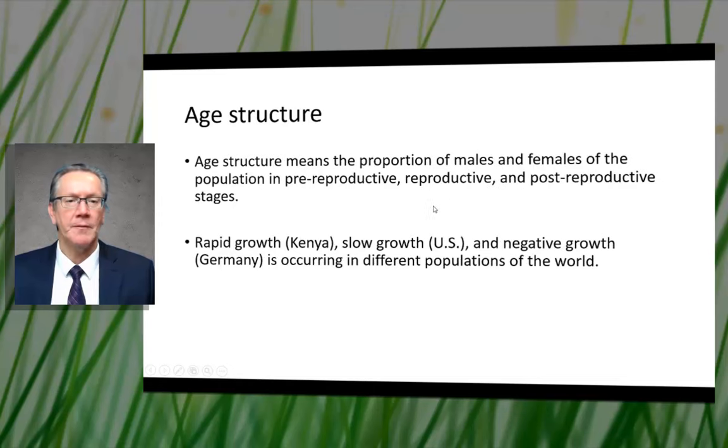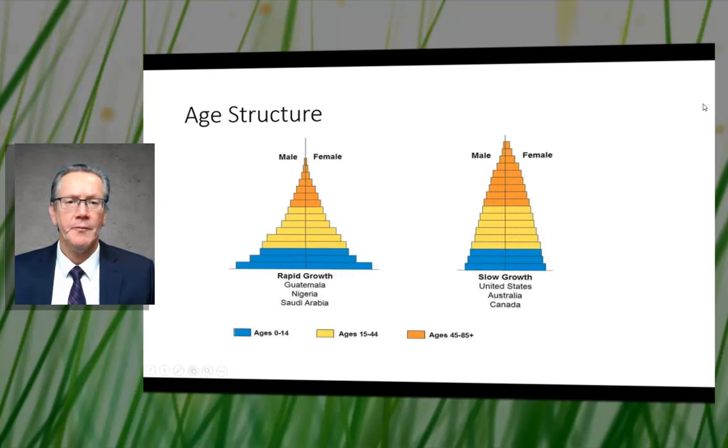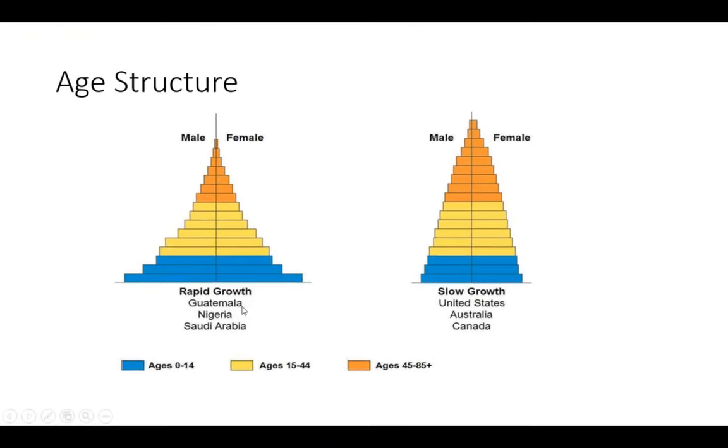Age structure. Age structure means the proportion of males and females of the population in pre-productive, reproductive, and post-reproductive stages. Rapid growth, for example Kenya, slow growth, United States, and negative growth, Germany, are occurring in different populations of the world. Here's an age structure chart. Here we're looking at developing countries such as Guatemala, Nigeria, Saudi Arabia, and slow growth, United States, Australia, and Canada, which are much more developed countries.